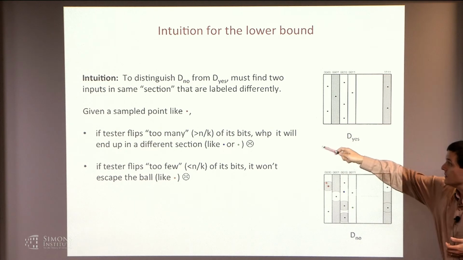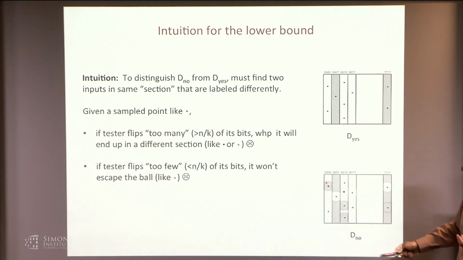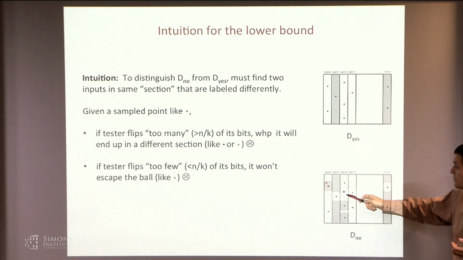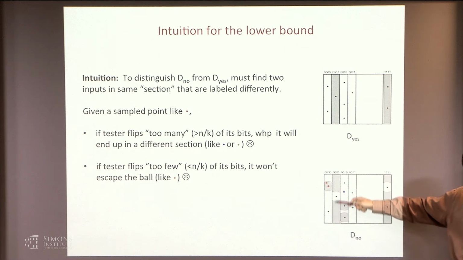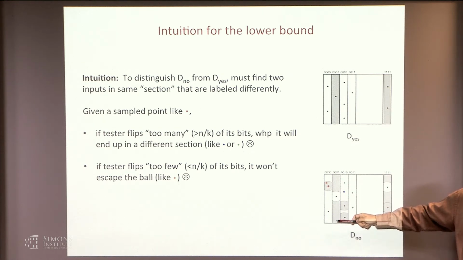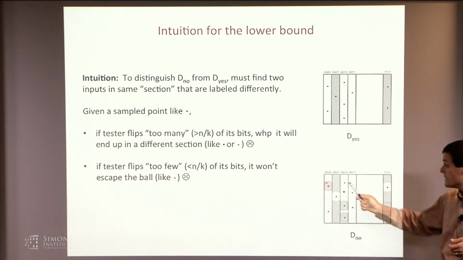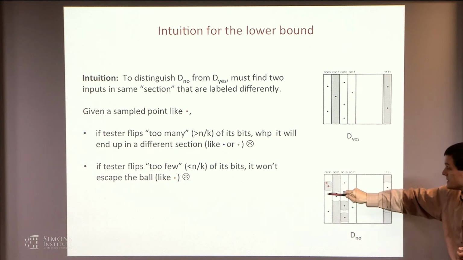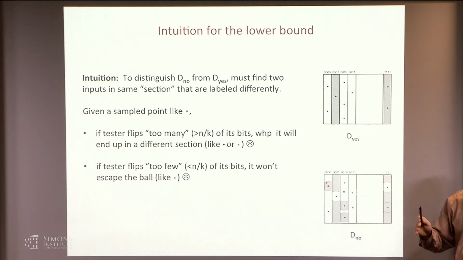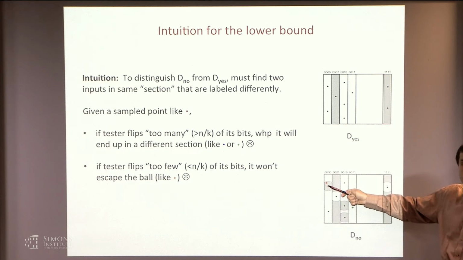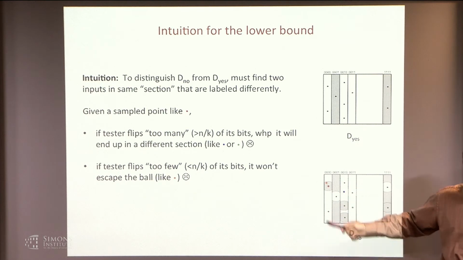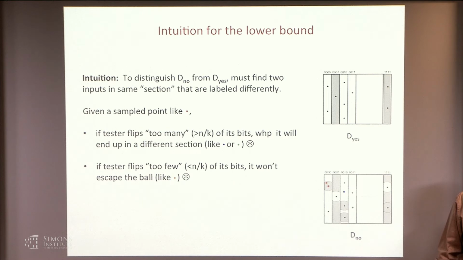If you flip a lot more than n over k many coordinates, you're probably going to end up at like this green point or this blue point. You'll wander out of the section, and you won't be accomplishing your goal of finding a differently colored point in the same section. On the other hand, if you flip less than n over k bits, maybe you will stay in the same section, but remember, these Hamming balls are of radius 0.4n. They're really big. So you didn't flip enough bits to get out of the Hamming ball. You're just going to see another point of the same color because you're in the same spot. Okay? So this is the intuition which underlies the lower bound.